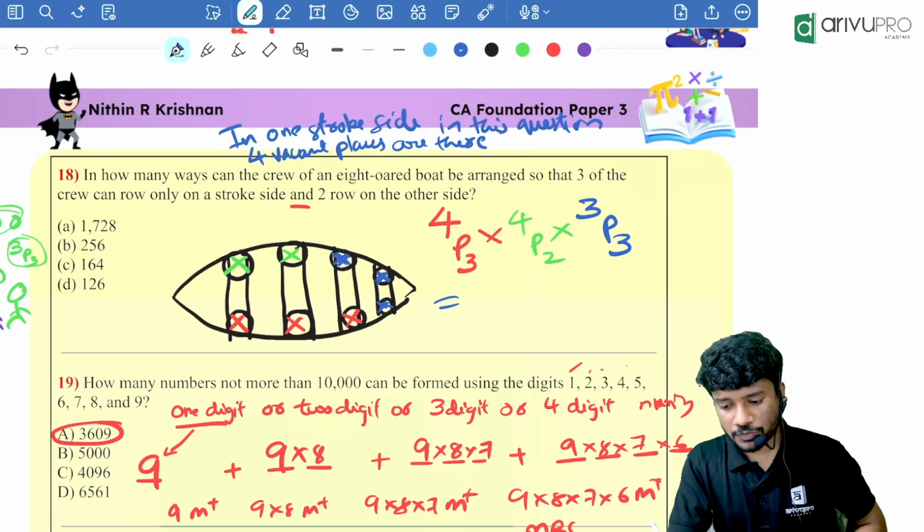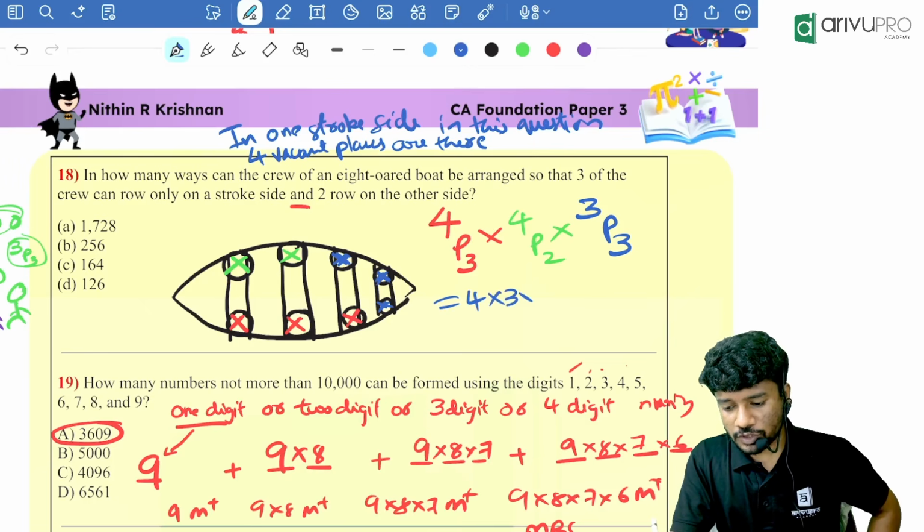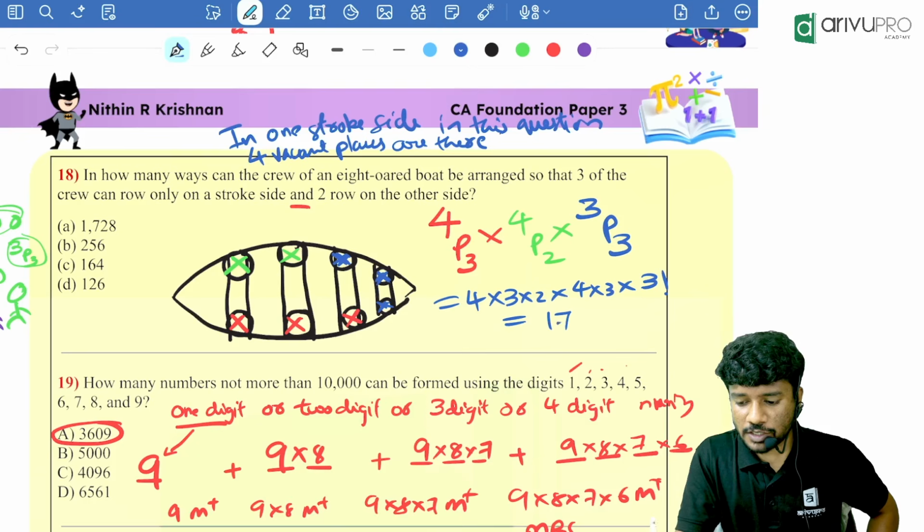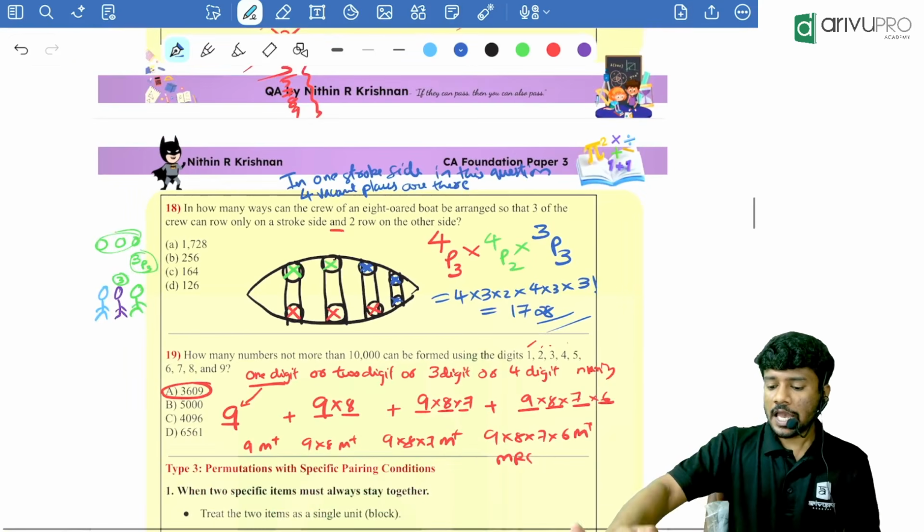Sindhu, you got it? So 4p3 is 4 into 3 into 2. 4p2 is 4 into 3. Then 3p3 is how much? 3 factorial, which is equal to how much? 1728. Perfect. Done.